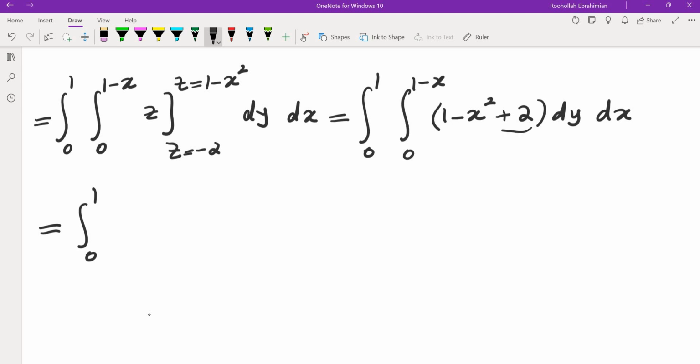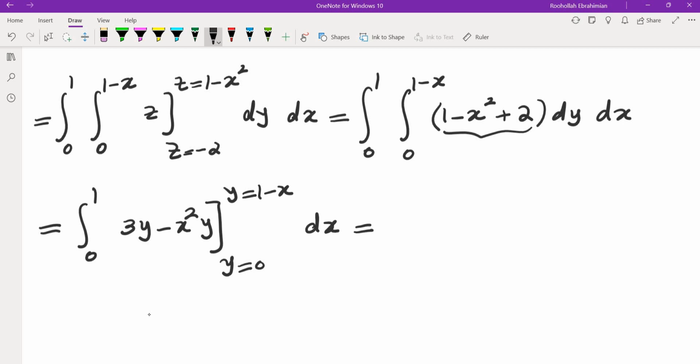What is the integral of this with respect to y? Well, that's 3. So the integral of that would be 3y minus x squared y, and we'll have to plug in y equals 0 to y equals 1 minus x, and then after that we'll have to integrate with respect to x.